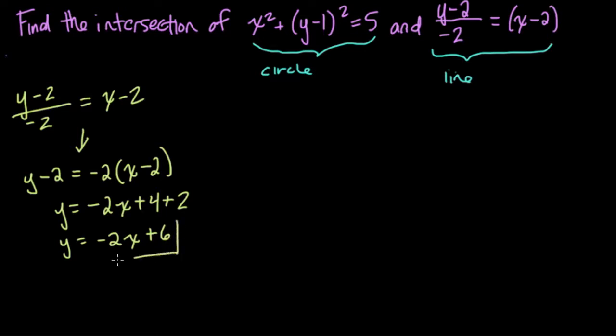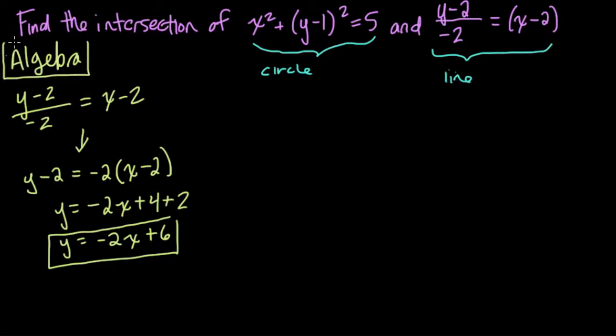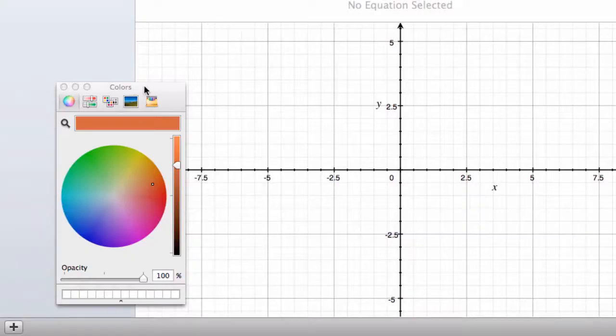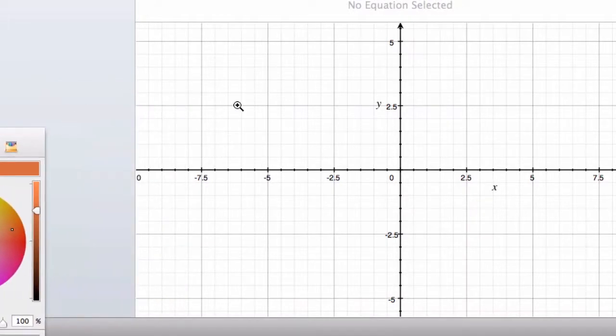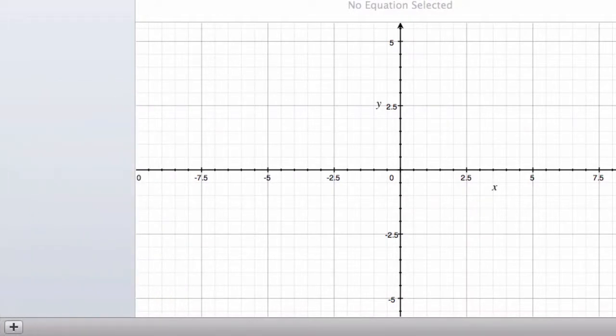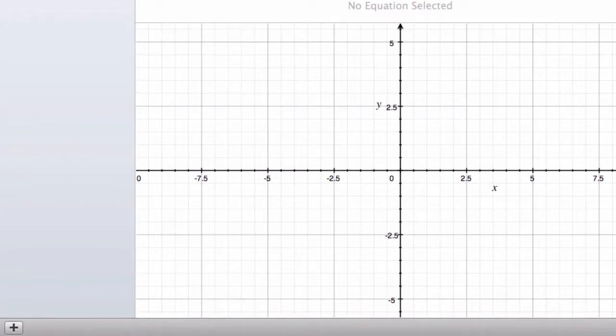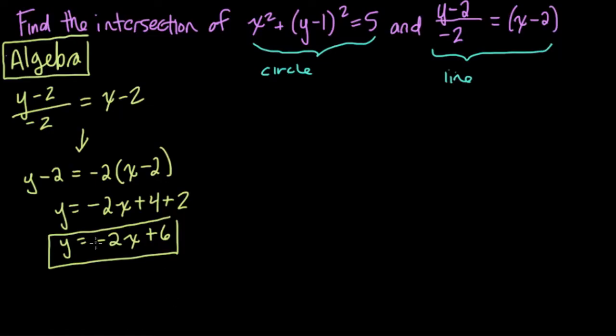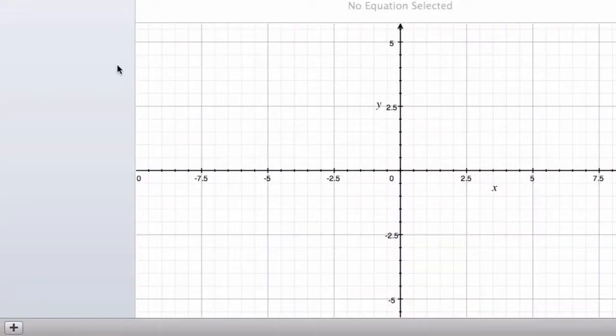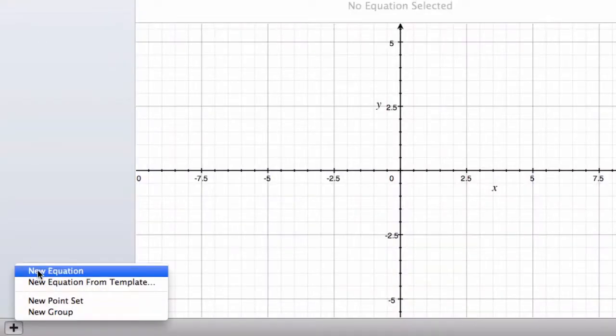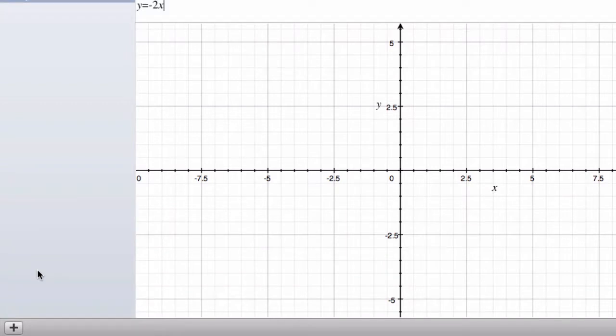So now I have the equation of this line and this circle up here, and I'm going to use algebra to find where these two graphs meet. But of course, I should test this out and actually graph it. If you're able to do this, then set it up. I think it's a really nice feature. So what do we have first? Let me go back and check real quick. Okay, negative 2x plus 6. So let's set that one up. We have negative 2x plus 6, and that of course gives us a line. It's a linear equation, and there it is.